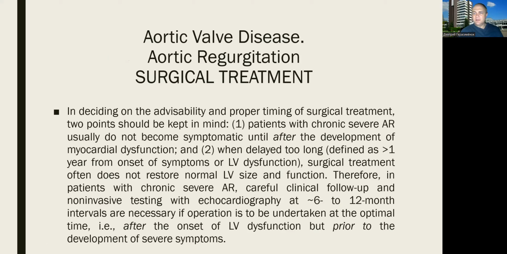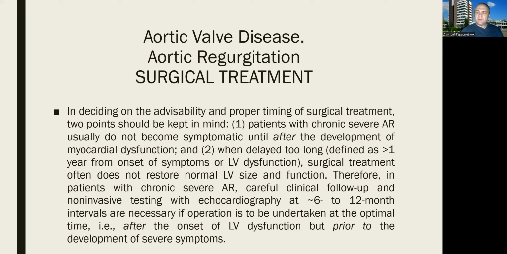In deciding on the advisability and proper timing of surgical treatment, 2 points should be kept in mind. Patients with chronic severe aortic regurgitation usually do not become symptomatic until after the development of myocardial dysfunction. And second, when delayed too long, defined as more than 1 year from onset of symptoms or left ventricular dysfunction, surgical treatment often doesn't restore normal left ventricle size and function.